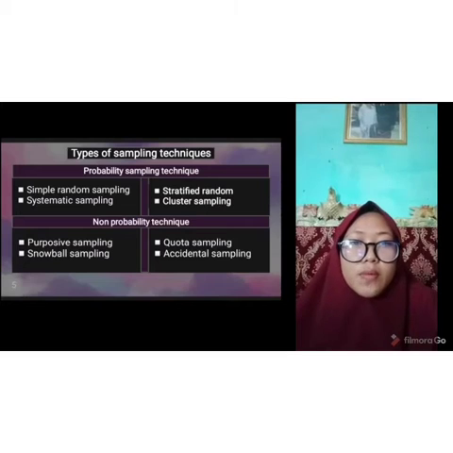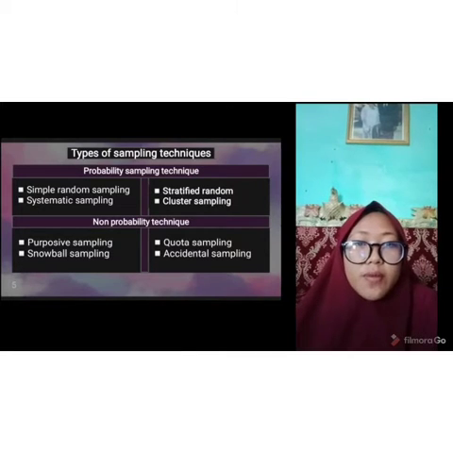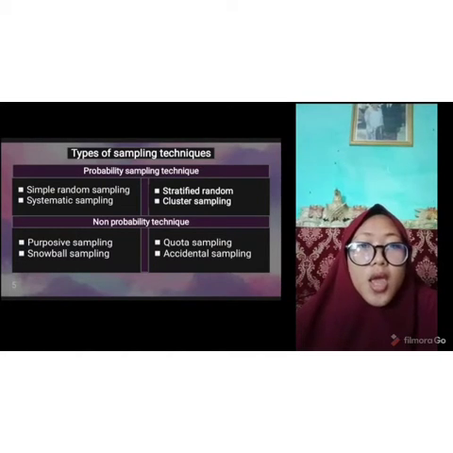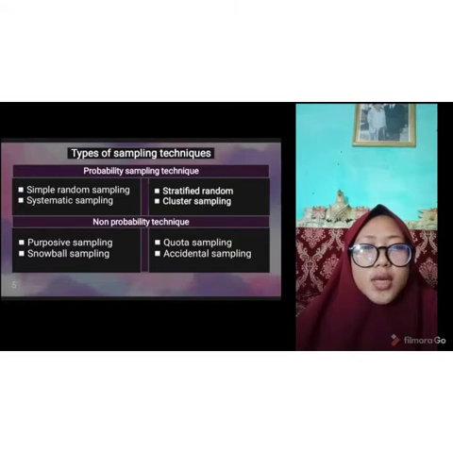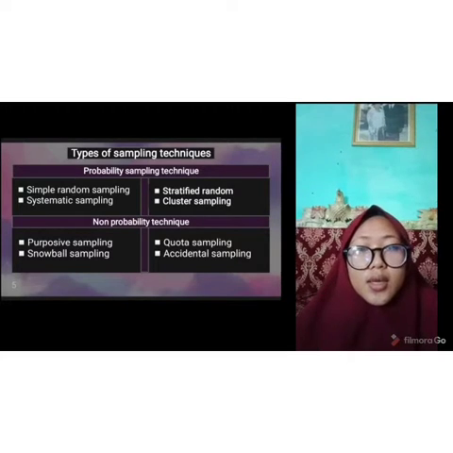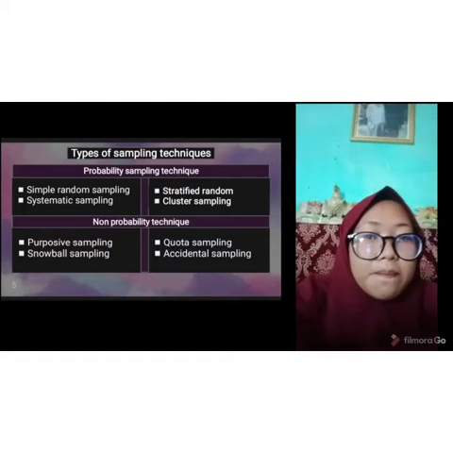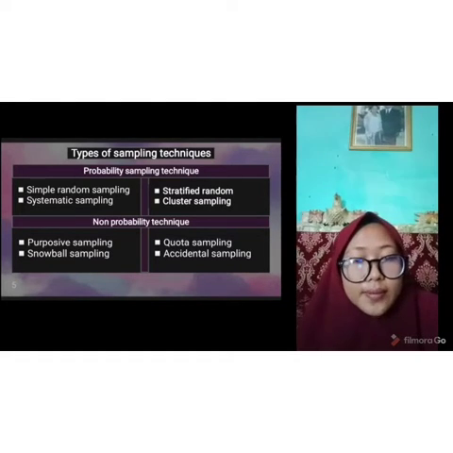Next, snowball sampling. The sampling of the population based on this pattern is done by determining the first sample. The next sample is determined based on information from the first sample, until the third is determined based on information from the second sample, and so the number of samples gets bigger, as if there is a snowball effect.